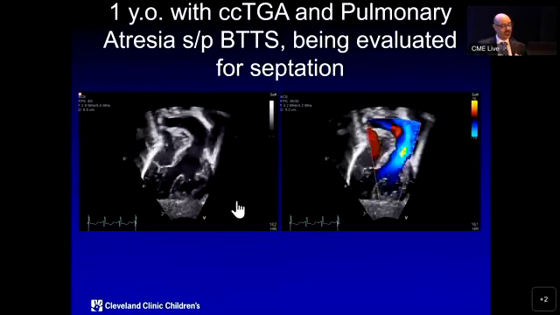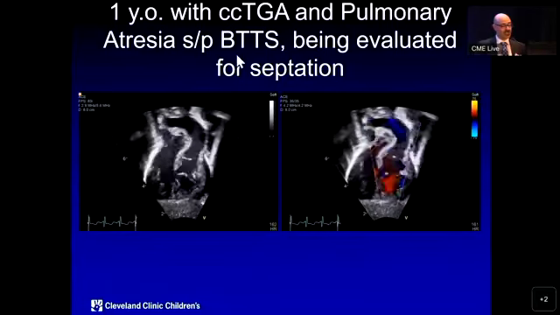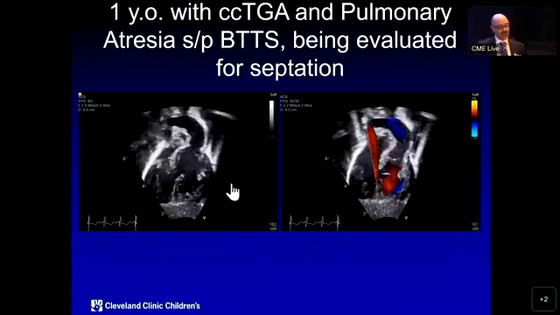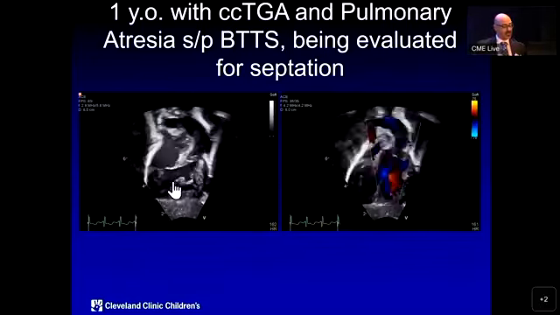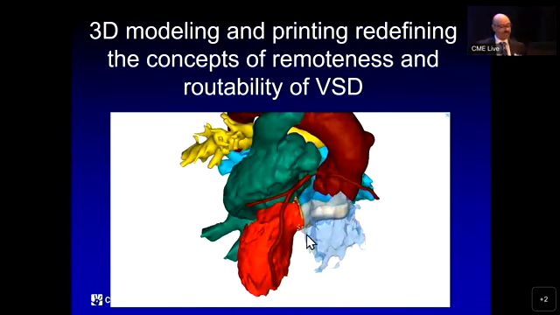Sometimes it's pretty obvious. This is another case who had CCTGA with pulmonary atresia and had a prior BT shunt. And I felt like in this case, it was pretty obvious that despite this being an inlet VSD, a Rastelli was going to be feasible. And in some of these cases, the 3D printing and modeling is like the icing on the cake. We feel more warm and fuzzy about routing the VSD to the aorta. But as Dr. Ehrenberg showed earlier, it also helps us learn about how much of that potential volume from the RV is lost towards the baffle. So this is a case where ultimately we deemed it routable, and he underwent a successful Rastelli.